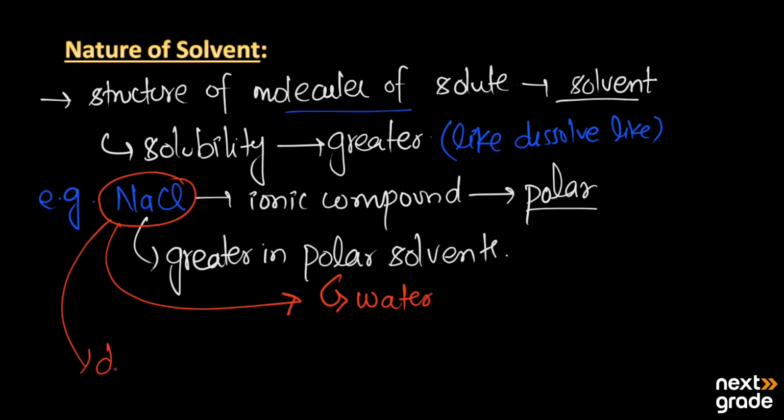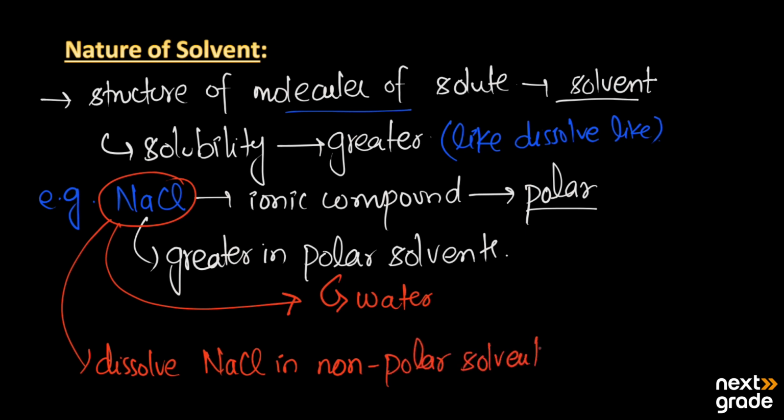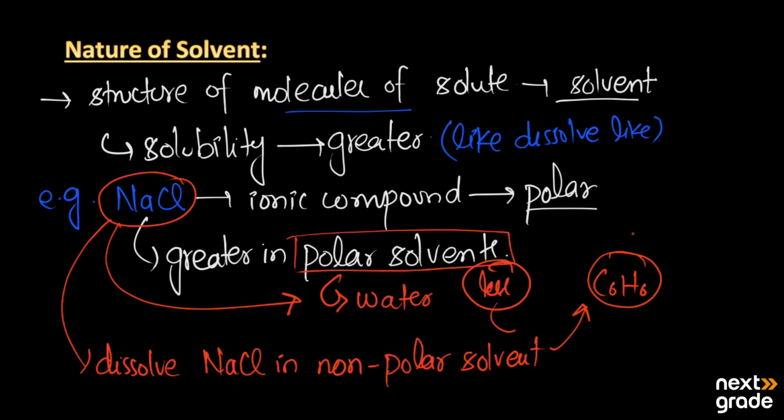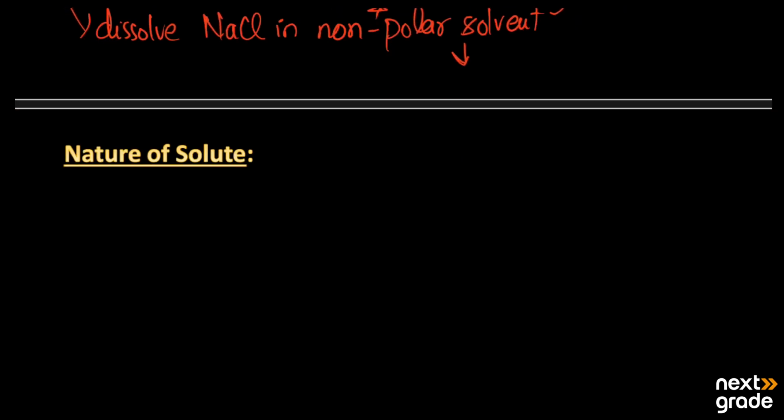When we dissolve NaCl in a non-polar solvent, the main example being benzene, C6H6, its solubility is less. So if both the solute and solvent are polar, then the solubility will be greater. On the other hand, if one is polar and the other is non-polar, then the solubility will be less.